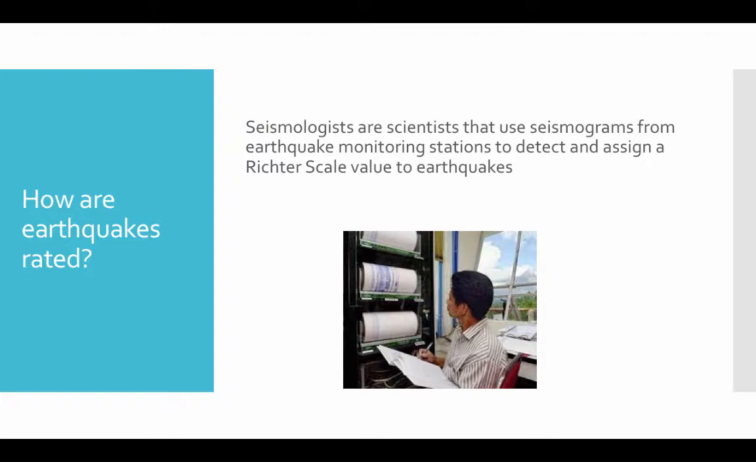So how exactly are earthquakes rated? Seismologists are scientists that use seismograms from earthquake monitoring stations to detect and assign a Richter Scale rating or value to earthquakes. Seismograms are the written record of machines called seismographs, and these are located all over the world.